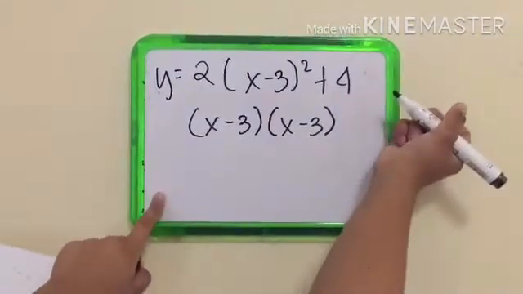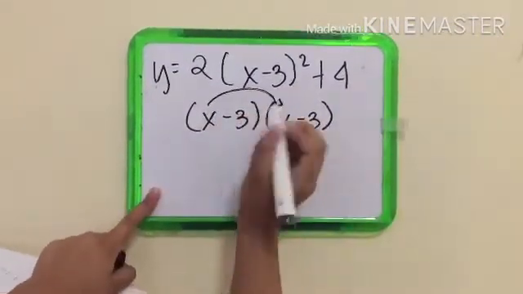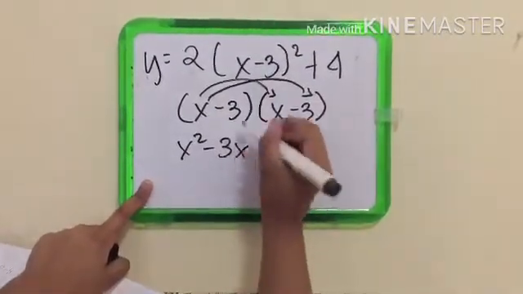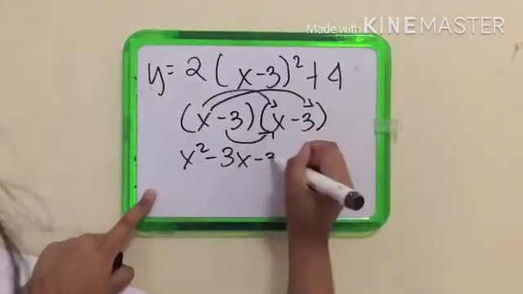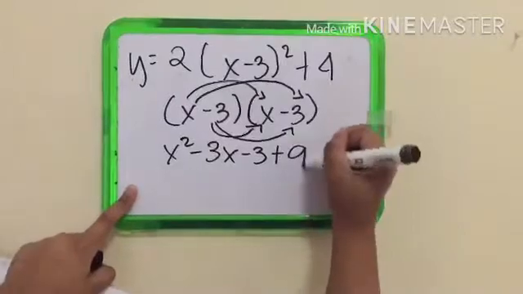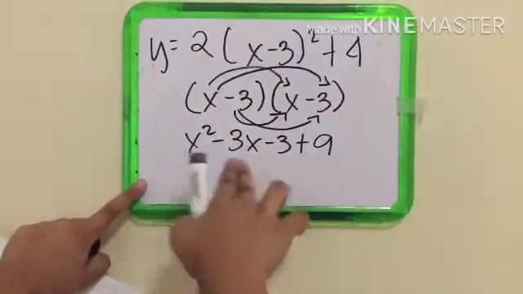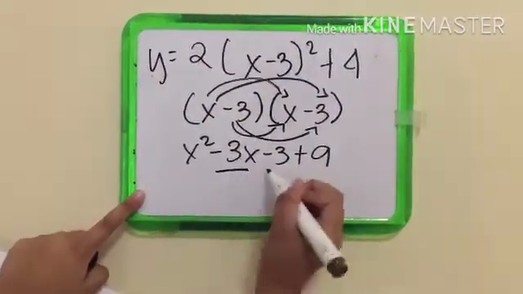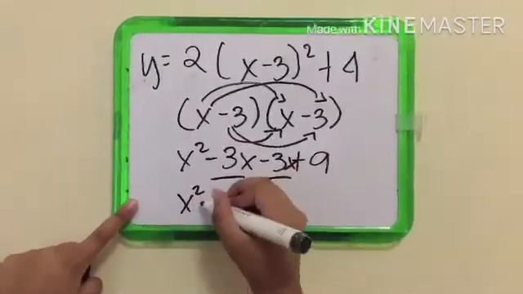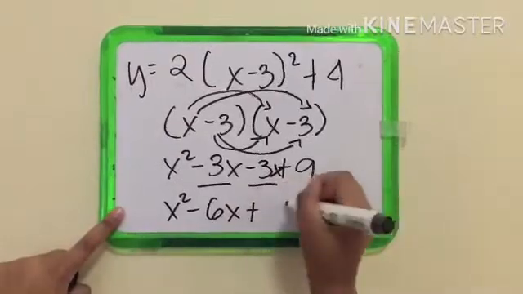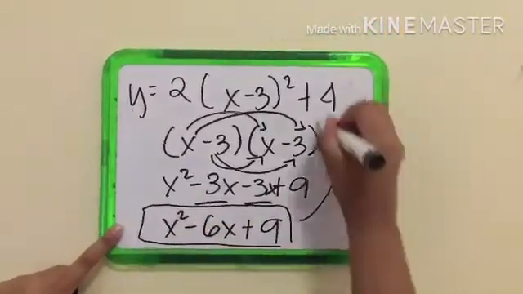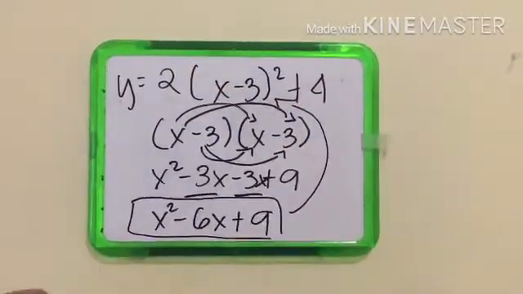We are going to use the FOIL method. We have x squared, and we have negative 3x, and our last term is positive 9. Then we add the like terms, negative 3x and negative 3x. So we have x squared minus 6x plus 9. Here is our trinomial for (x minus 3) squared.